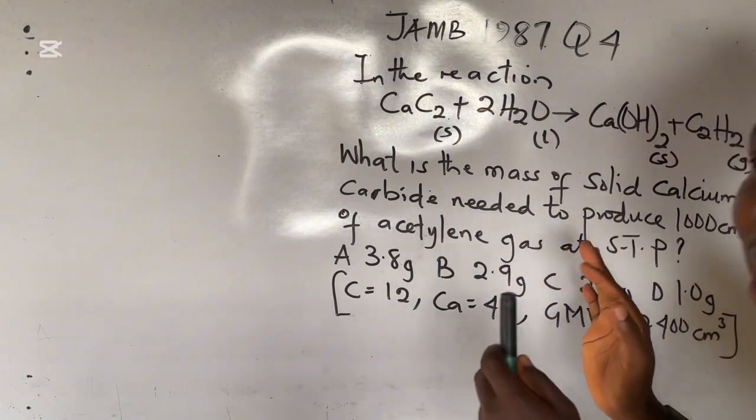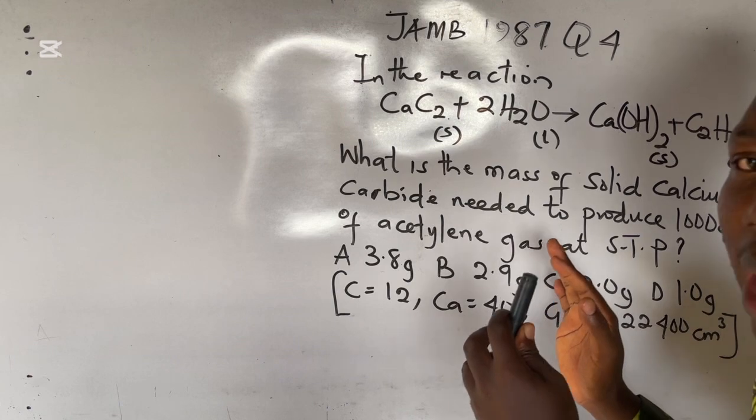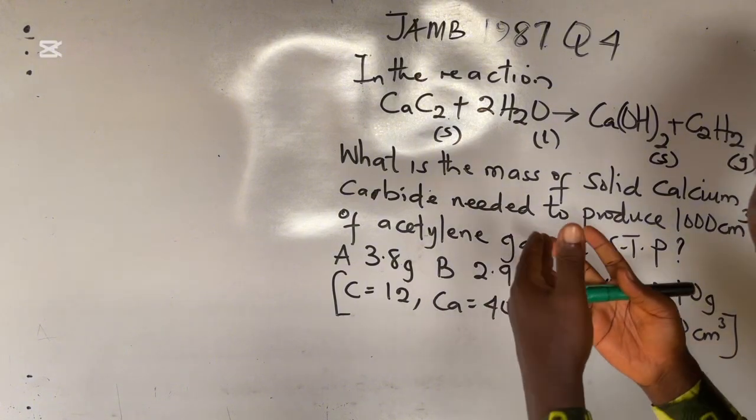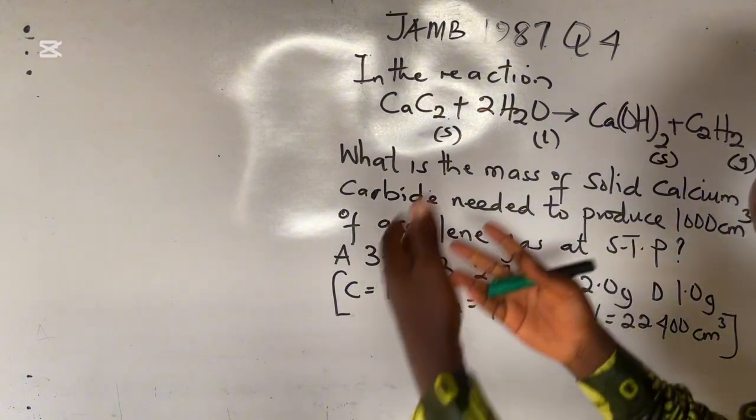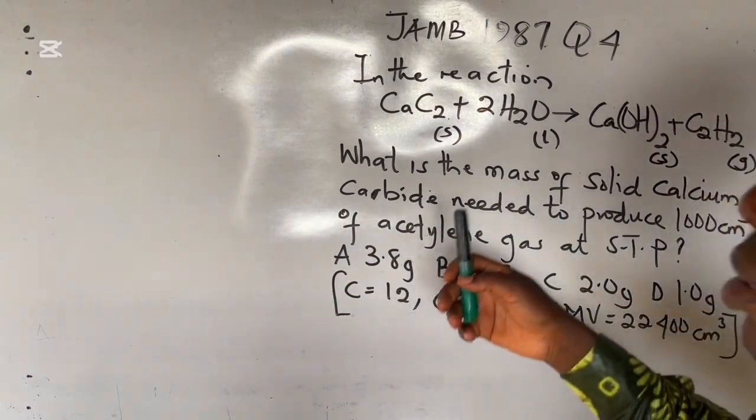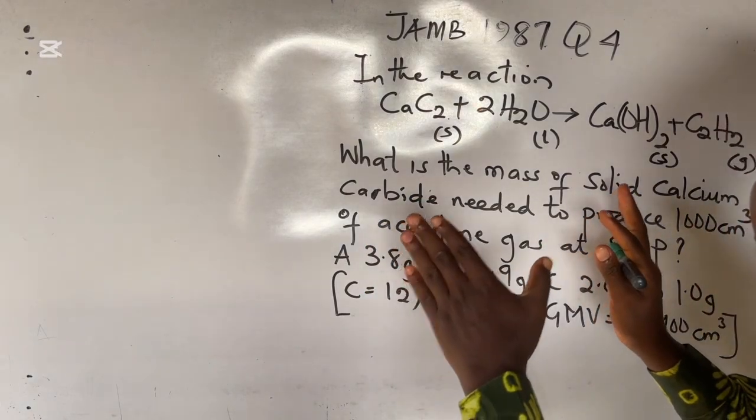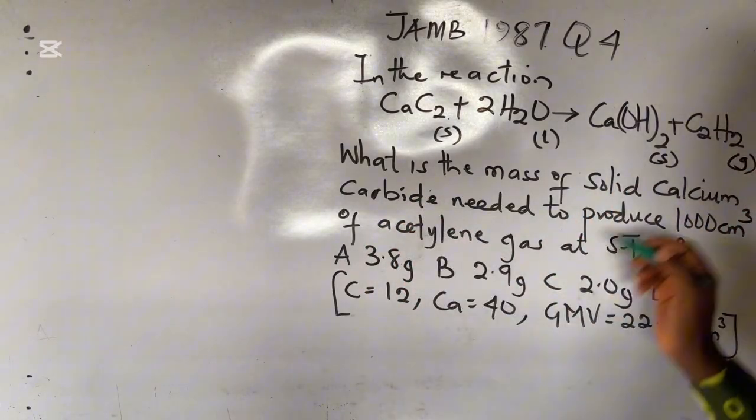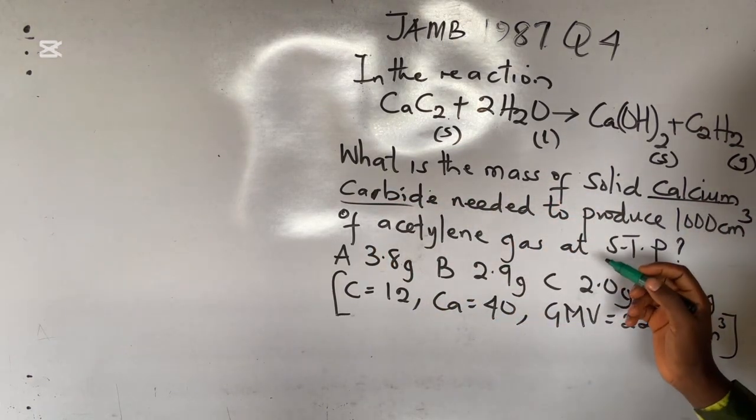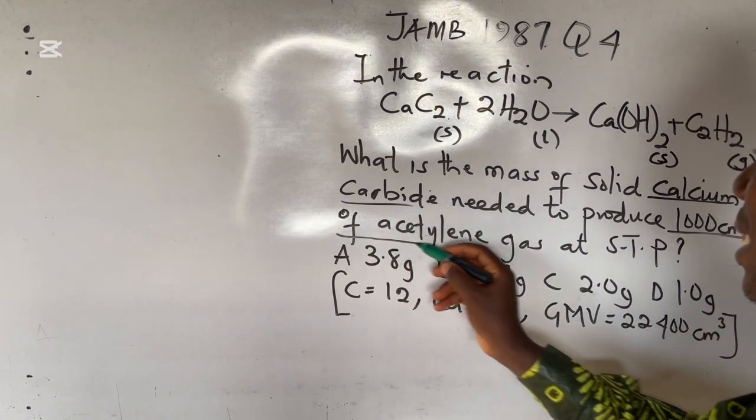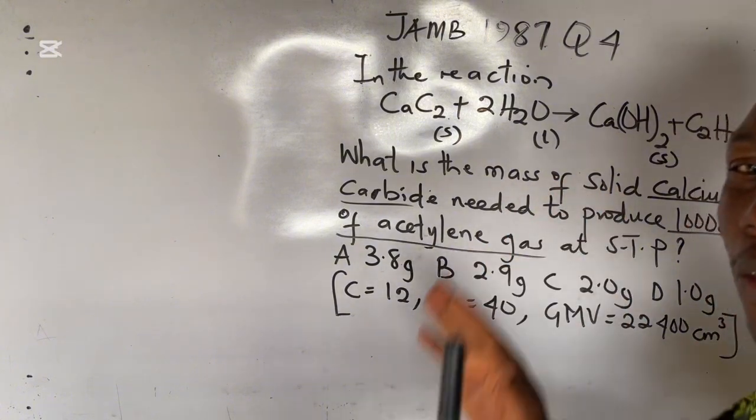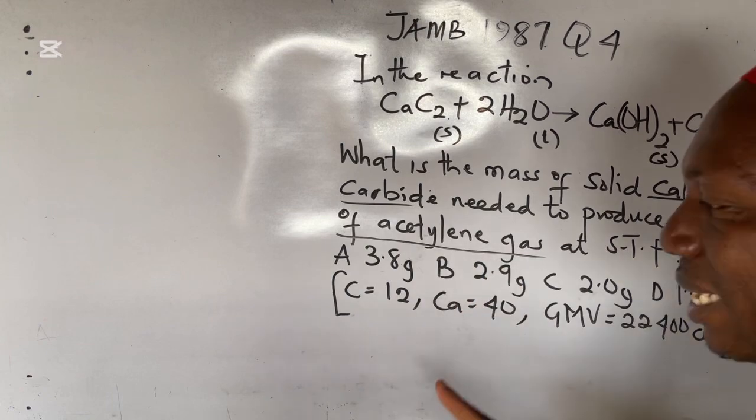I do tell my students that whenever you are solving problems on calculations in chemistry, you need to ask yourself, what information did the examiner ask us to get? And what information did they supply? In this question, the examiner's focus is on calcium carbide. And another piece of information is 1000 cm³ of acetylene gas. These are the pieces of information the examiner is asking us to get in the calculation.